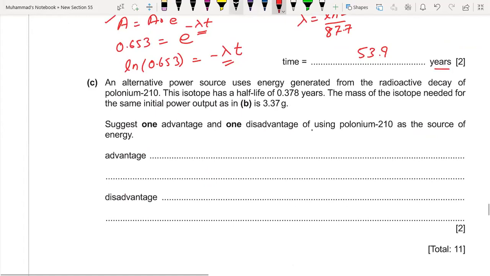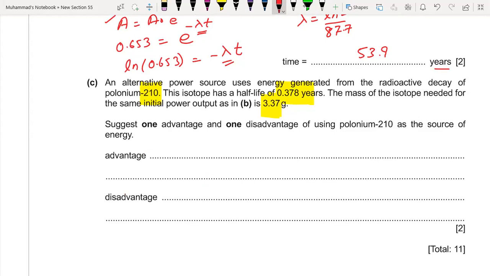An alternative power source uses energy generated from the radioactive decay of polonium-210. Its half-life is much smaller than the previous one. The mass needed for the same initial power output is this much. So we need this much mass to get the same power. So state one advantage and one disadvantage of using polonium-210 as the source of energy. What's the main disadvantage? And what is the advantage?